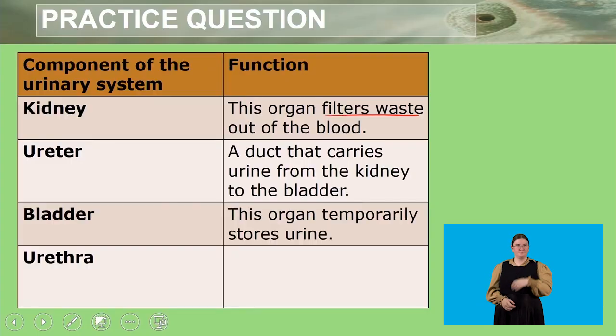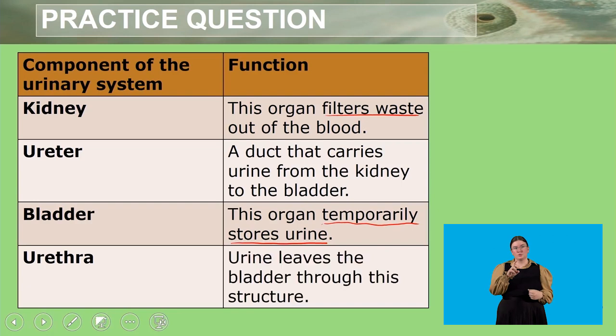Then the next component is the bladder. You can also mention that it's a sac-like structure that temporarily stores urine. Its function is to temporarily store urine. And then lastly, you have the urethra. The urine leaves the bladder through this structure. We all know that the urethra is connected to the bladder and connects to the exterior of the human body and allows urine to be passed out or excreted.